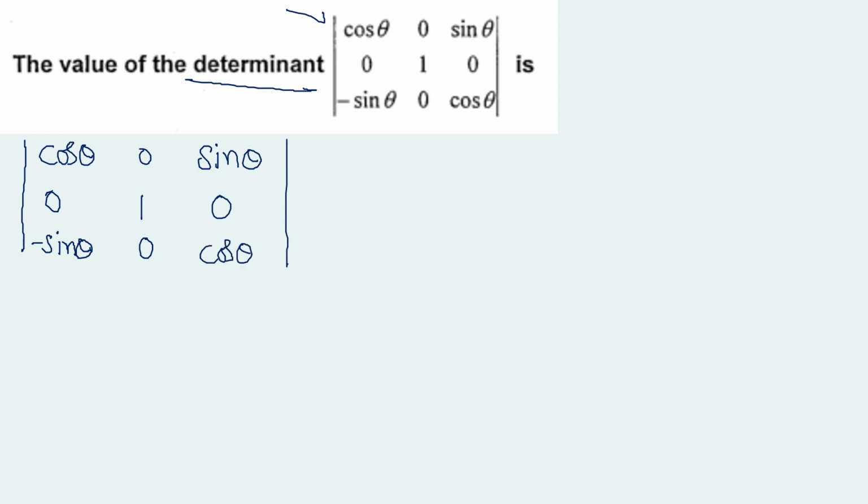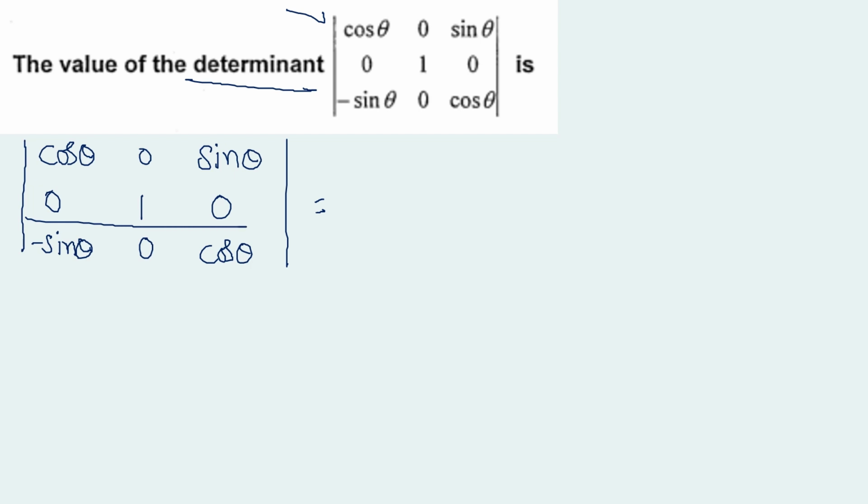Now in order to find the determinant, select a row or column that has the most number of zeros or ones. I mean to say, consider a row or column of the given matrix which is very easy to multiply. For example, I am considering here the second row, this row.